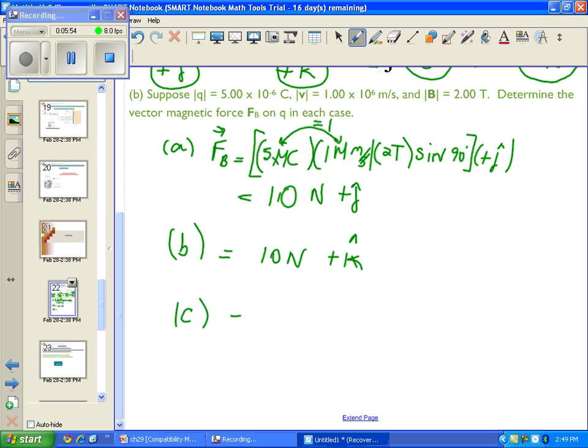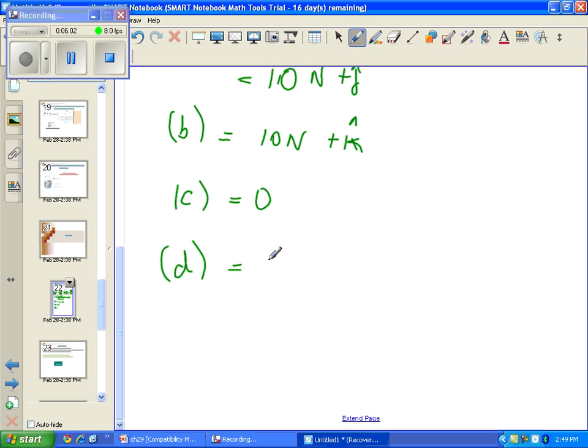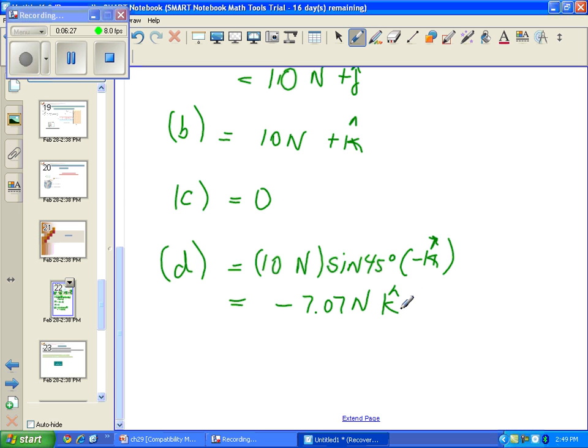In C, there was no magnetic force, and in the case of D, we expected to have a magnetic force that would be smaller because there was an angle of 45 degrees we had to contend with. We were no longer dealing with the sine of 90 degrees. And of course, the direction we said was minus K hat. So here we end up with minus 7.07 newtons. And of course, it's the minus K hat direction. I just happened to put the minus in front of that. Next question.